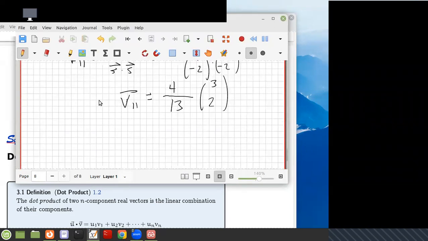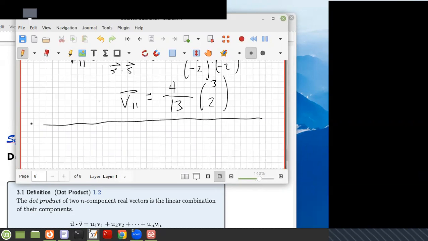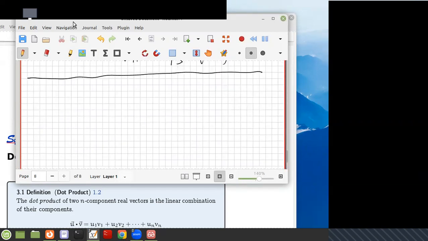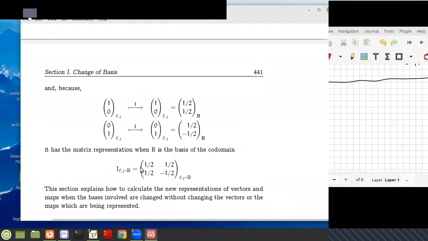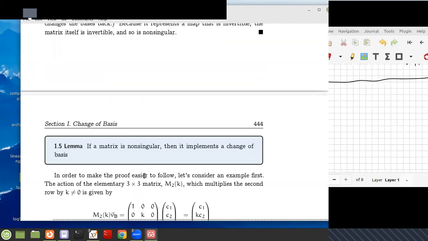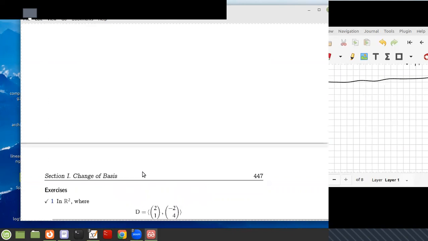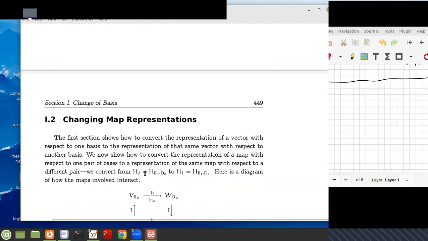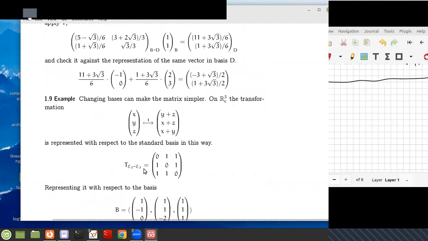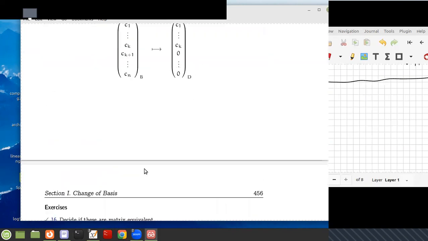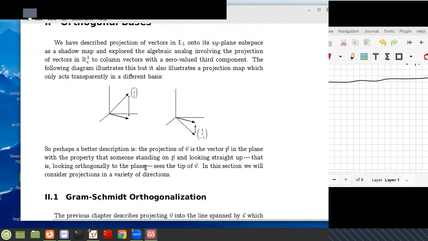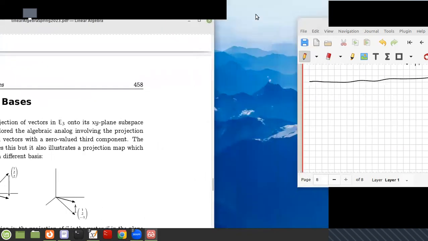This is just more like traditional math that you've had, where you just have three little procedures or concepts and you just do the calculation. So we can go now and see how this is applied in the second half of the next chapter. You skip all this basis stuff and you come to orthogonal bases, right? It's on page 458.